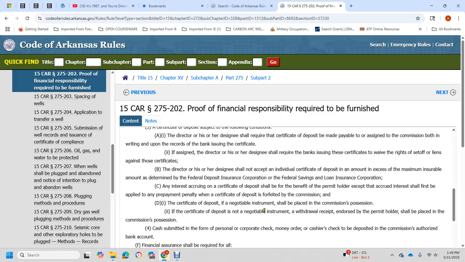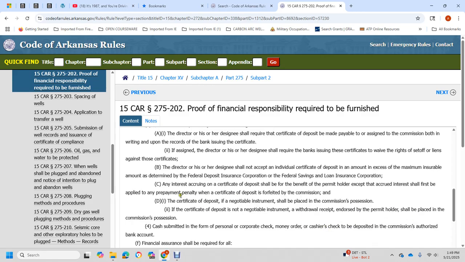A certificate of deposit that is a negotiable instrument, with withdrawal of the facility endorsed by the permit holder, shall be held in the Commission's possession. Payment may be submitted by personal or corporate check, payment order, or cashier's check, with the deposit made to a Commission authorized bank account.